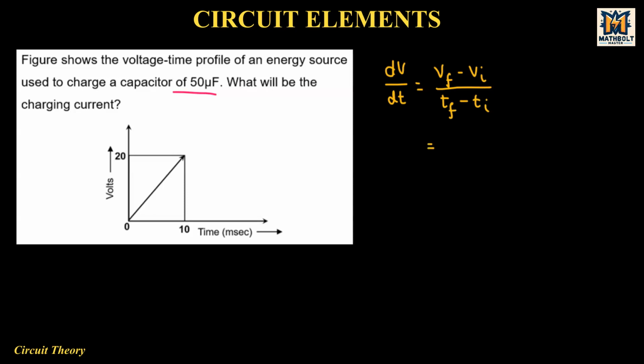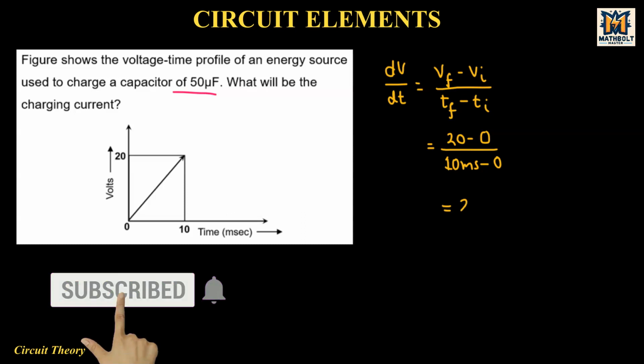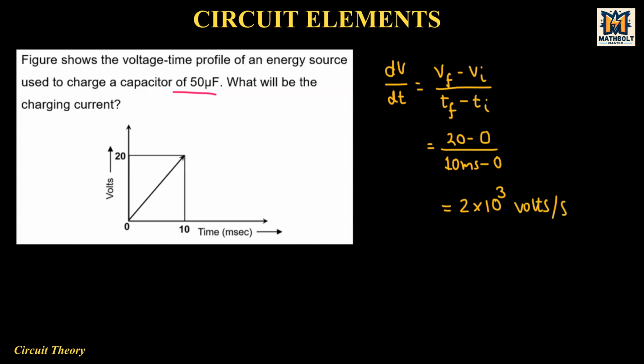The final voltage, when t equals 10 millisecond, is 20 volts, so 20 minus the initial voltage, which is 0 volt. Our time is 10 millisecond, so 10 millisecond minus 0. When we solve this, we get the value 2 into 10 raised to the power 3 volts per second.